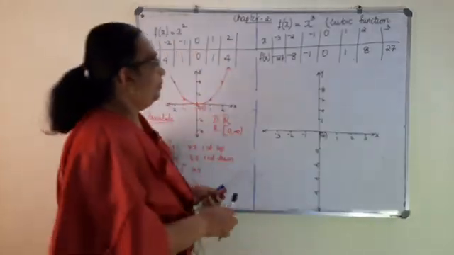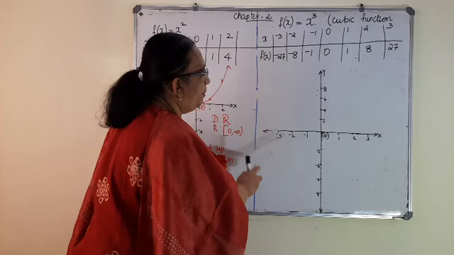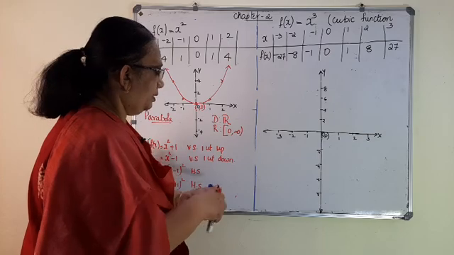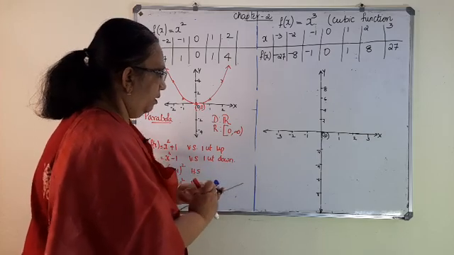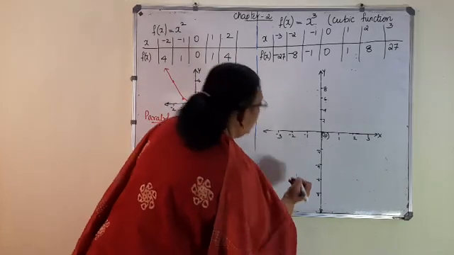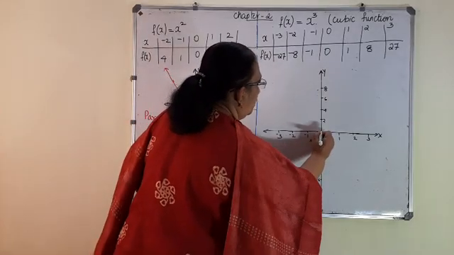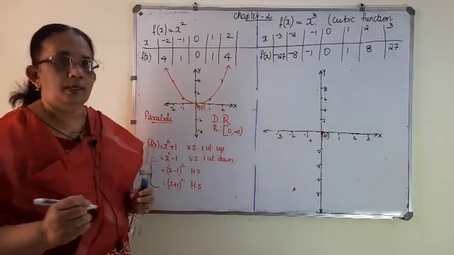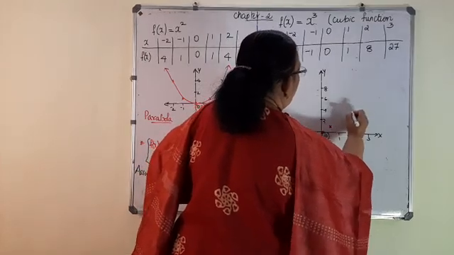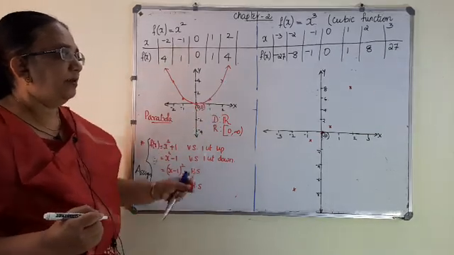Okay, we'll plot the points. Minus 3, minus 27. Since I don't have space, I haven't marked that point. Minus 2, minus 8 will be in the third quadrant. Minus 1, minus 1, here third quadrant. 0, 0, origin. 1, 1, 2, 8, 3, 27. Since I don't have the space, I haven't plotted the point.